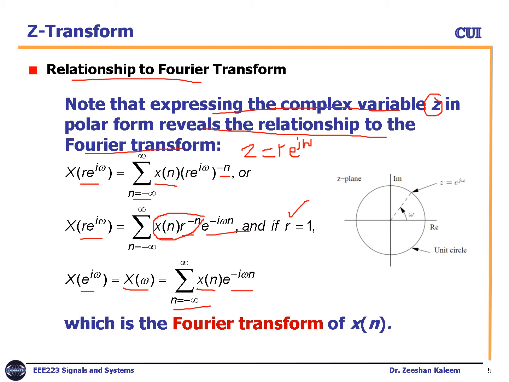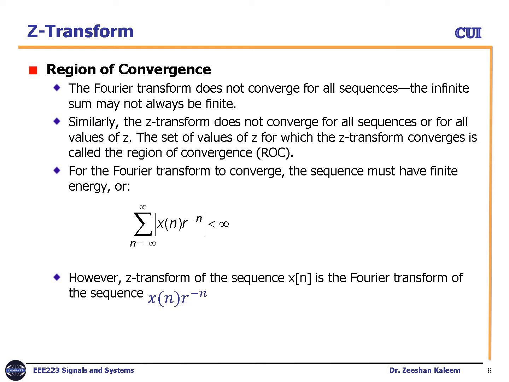So this is a unit circle with the radius 1, and z equal to e^{jω} is the complex plane. As you know, the Fourier transform doesn't converge for all sequences. That is, the infinite sum may not always be finite. For example, if you go from minus infinity to infinity, the result will not always be finite.